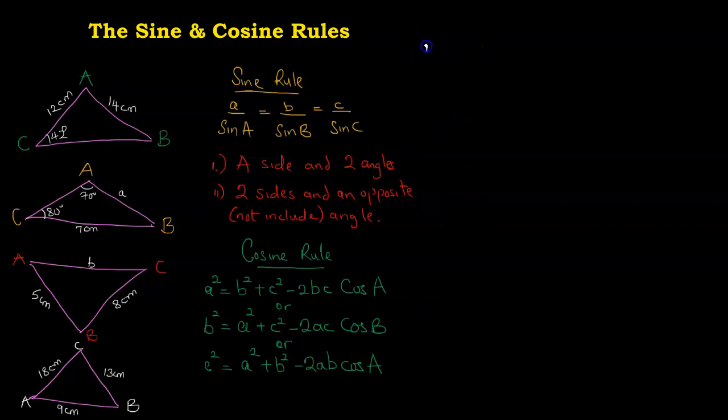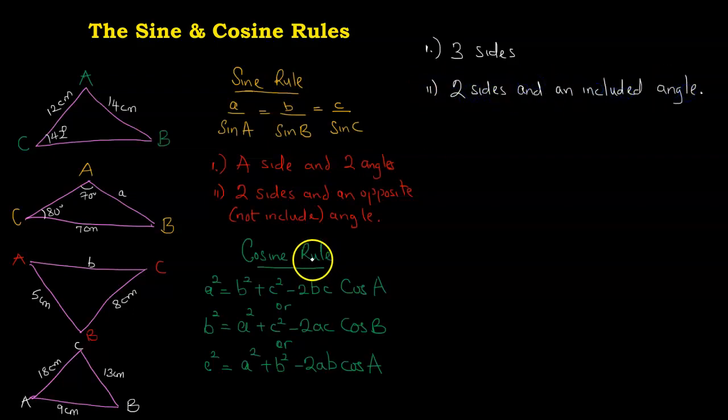We use the cosine rule when we are given three sides of a triangle, and secondly, if we are given two sides and an included angle. Now, going by that, let's look at these four triangles and see which of the two rules will be most appropriate.